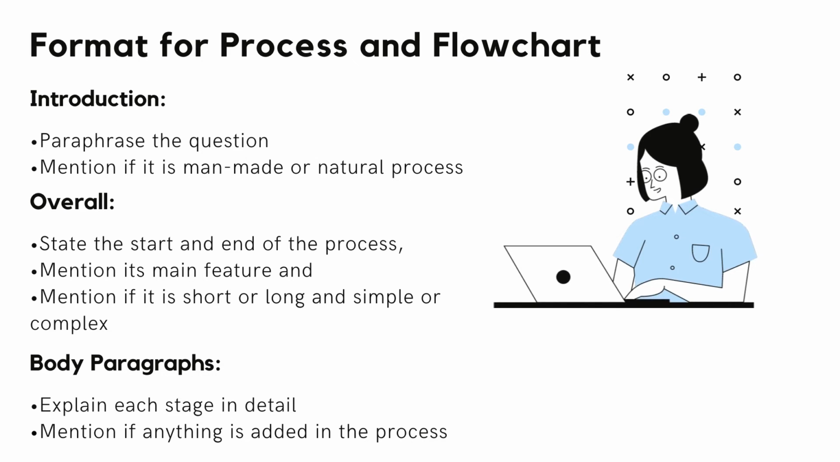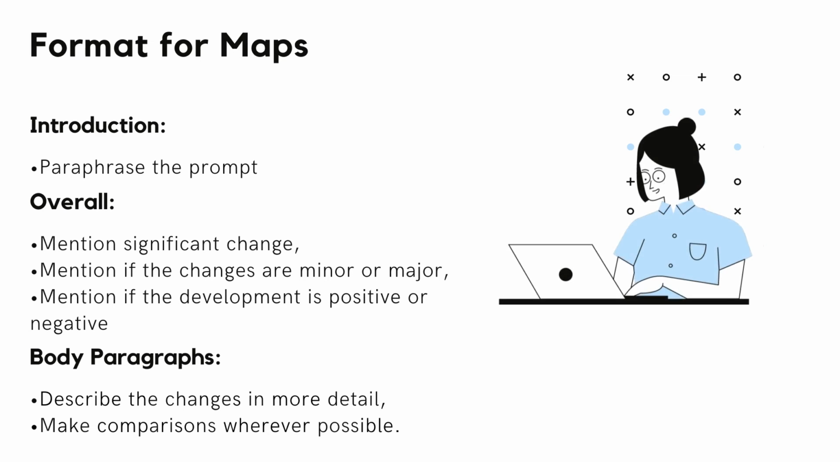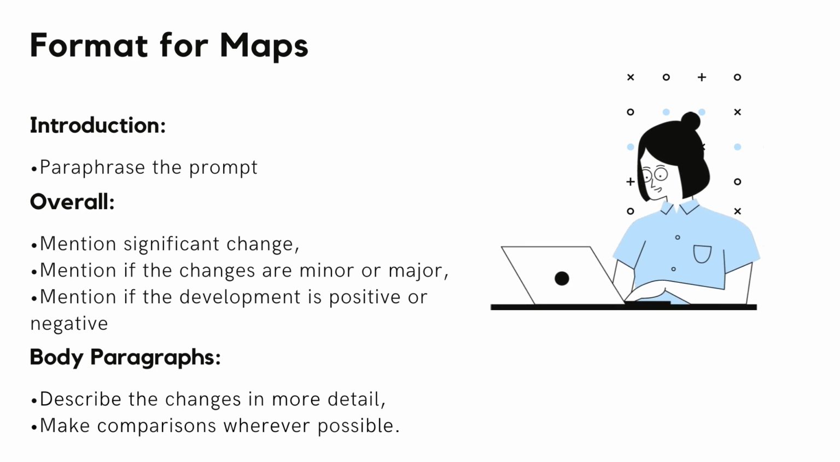And the last thing in the report is writing the body paragraphs. In body paragraphs, you have to explain each and every stage in detail. When I said each stage, you should strictly follow that and explain each step in the flowchart or the process, and also mention if anything is added to the process. You should make 2 body paragraphs for each type of task. Now lastly, let us see how to write a report on the maps.